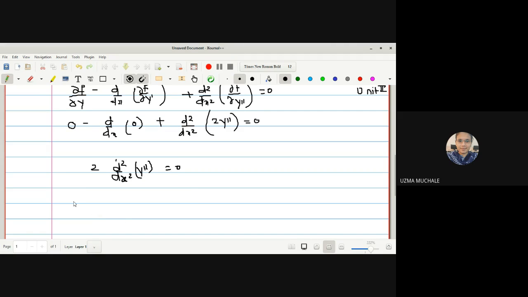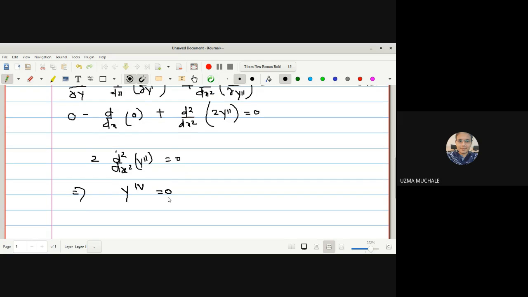So 2 can be cancelled once again by dividing by 2. As 2 is non-zero, we can divide. Now what is the derivative? So you can write down y raised to 4 equal to 0 for the derivative of y.